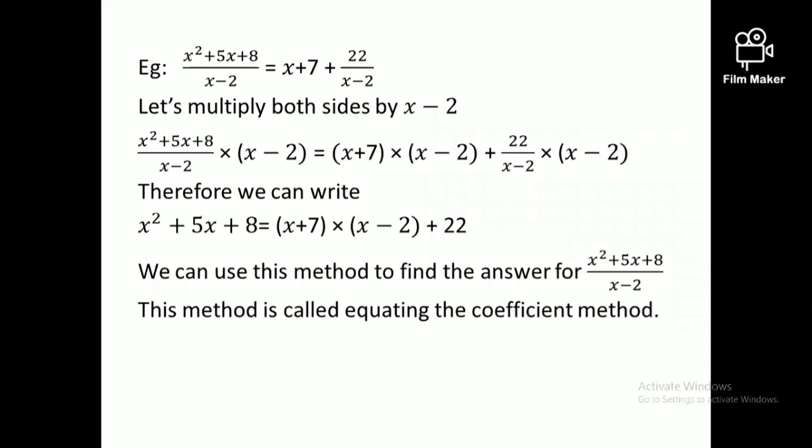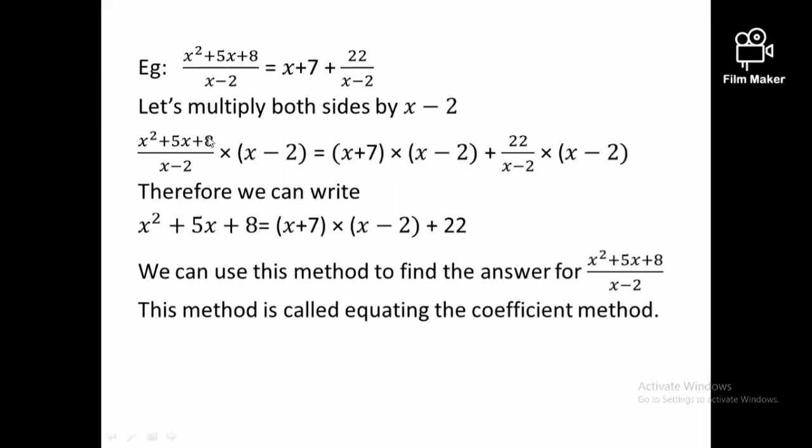If you come up with this question, we can say that x squared plus 5x plus 8 divided by x minus 2, if you divide it, you will receive the answer as x plus 7 plus 22 over x minus 2. If you use long division or any other method, you can get this answer.